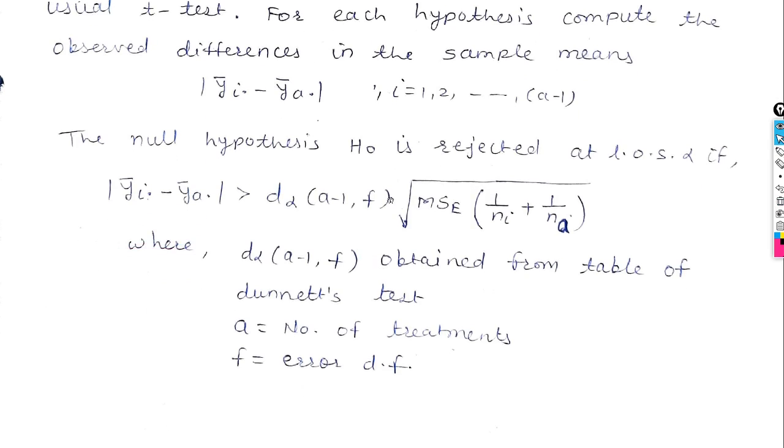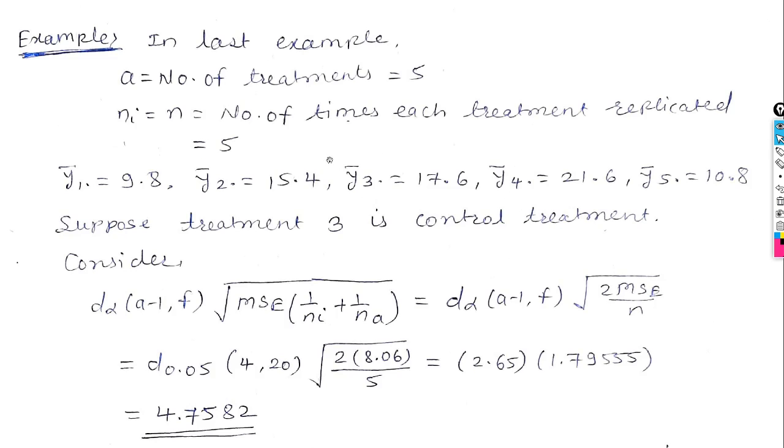So we will see this by example. In the last example, the example of cotton weight percentage, there are 5 treatments: different percentages of cotton used to make a synthetic fiber for men's clothing. The number of treatments is 5, and the number of times each treatment is replicated is also 5.